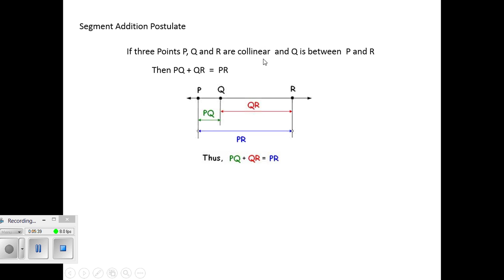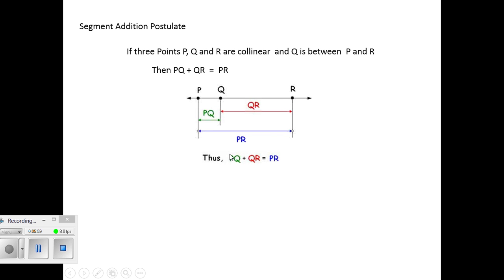It means they're all on the same line, as shown in the picture. And this is a rather intuitive idea. Simply put, if you take the 2 pieces, it equals the whole length. PQ length plus QR length is equal to the entire length PR.